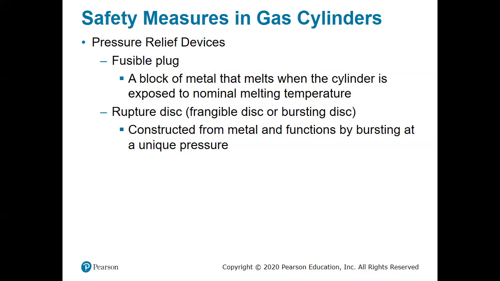Same thing with rupture discs. They're made out of metal. They exist inside of the regulator head, inside of the valve. And when the pressure inside of the tank gets to be too high, it bursts. It breaks open. And again, it allows a pathway for the gas to get outside of the tank and allow the pressure inside of the tank to remain at a safe level.